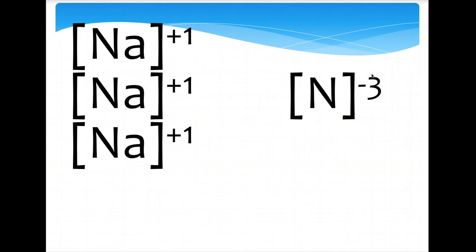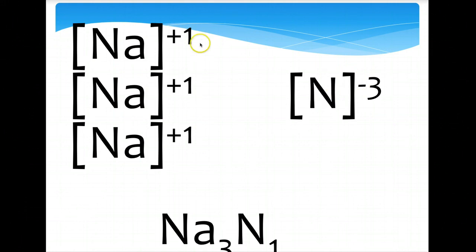So when these get together, the overall charge is neutral. +3 on this side, negative 3 on this side. So the formula for sodium nitride is going to be Na3N, with a subscript 3, and there's just one N. We typically don't write this one, so we're going to leave that out.